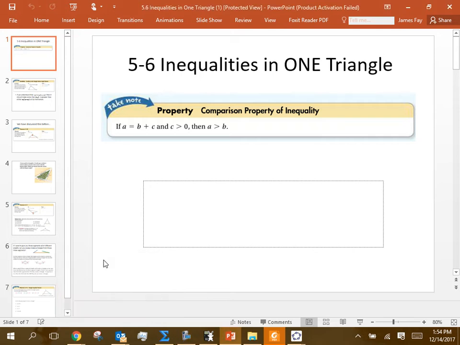What's the word inequality mean? Equality means what? Equal. Two things the same. So inequality means that they are not equal, like different. Not equal. They're different. Okay.